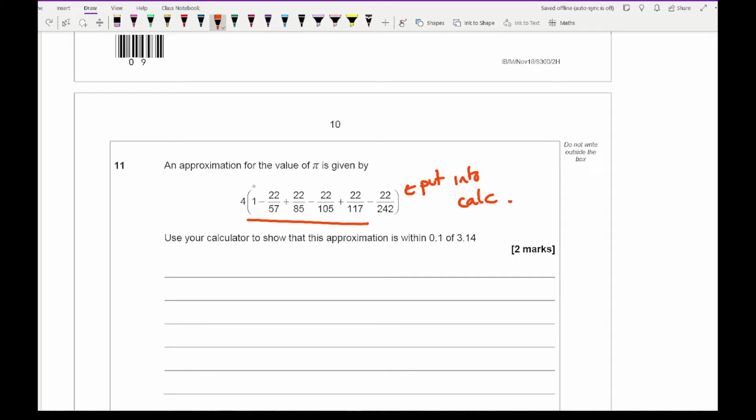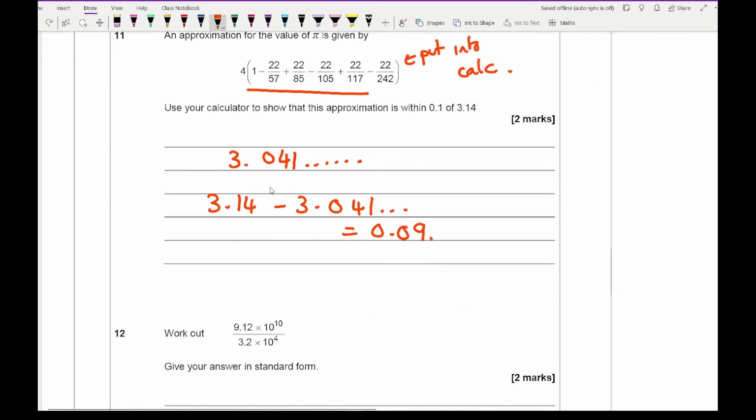And if you've done that correctly, you should end up with an answer of 3.041. So then what we want to do is take this answer, 3.14, take away the calculation that your calculator showed, and we can see that from that we get an answer of 0.09, and this is less than 0.1. And there you go.